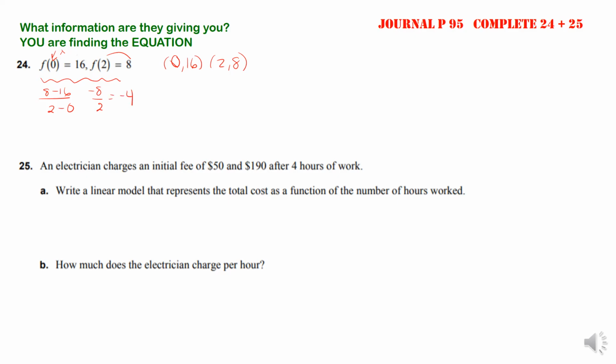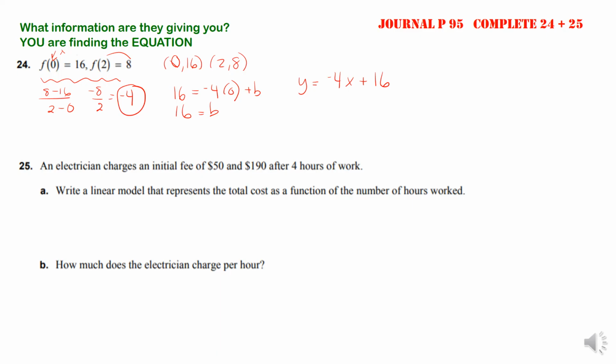I'm going to use my slope, that's my slope, and my 1 point. So I'm going to say y is 16 equals negative 4 times 0 plus b. And again, 16 equals b. So my equation is y equals negative 4x plus 16. So that's the equation that I was left with.